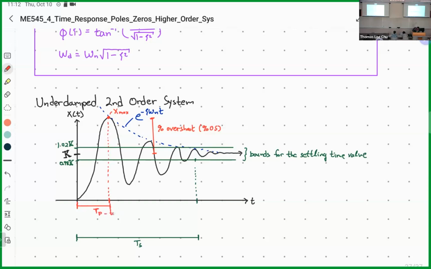So this is the time to the first peak. And then rise time is the same definition as first order system. It's the time it takes to go from 10% to 90% of the value.